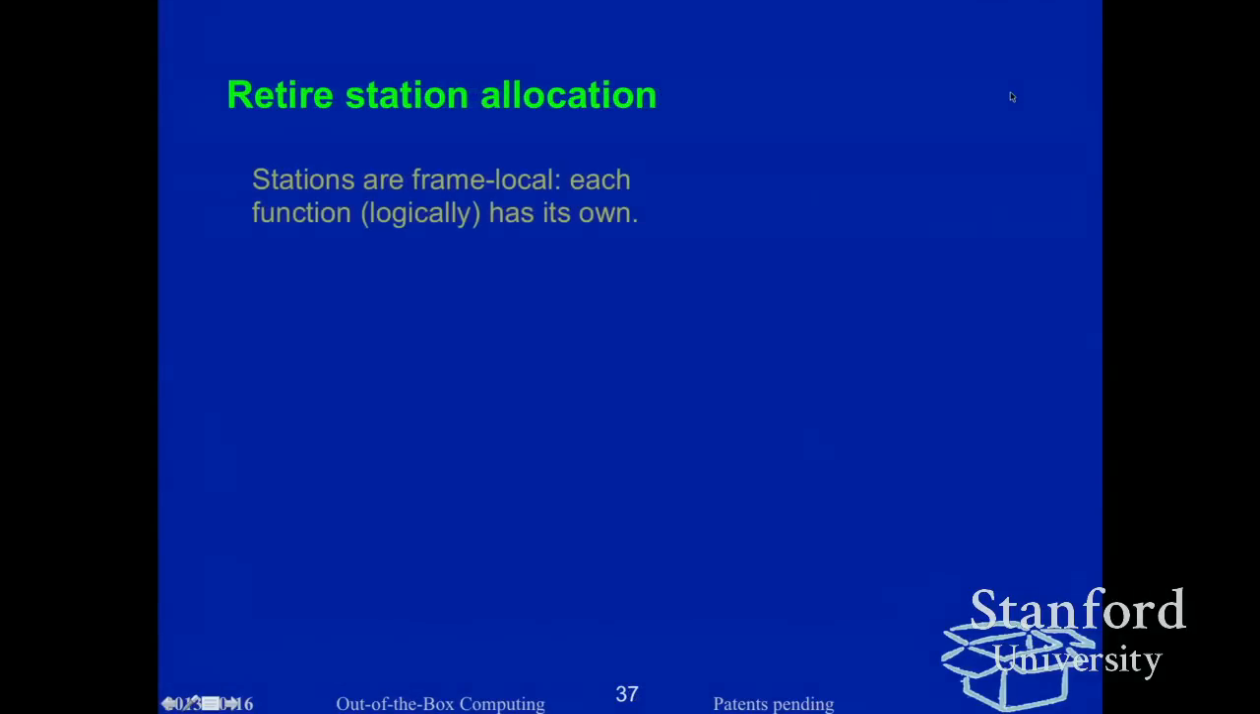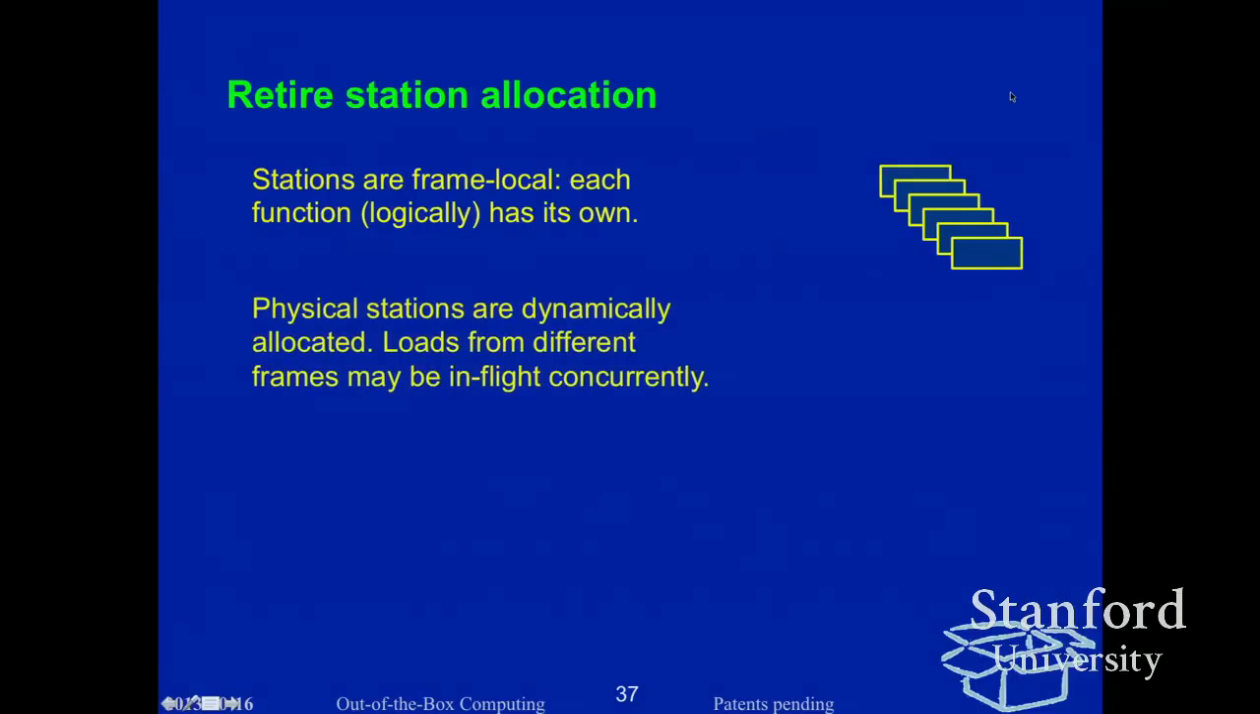Retire stations get allocated by the hardware. The stations are frame local. Each function logically has its own set. Of course, they don't have a physical set. There's a fixed number physically. The physical stations are dynamically allocated. Loads from different frames may be in flight concurrently.